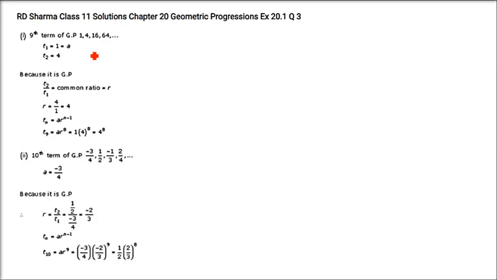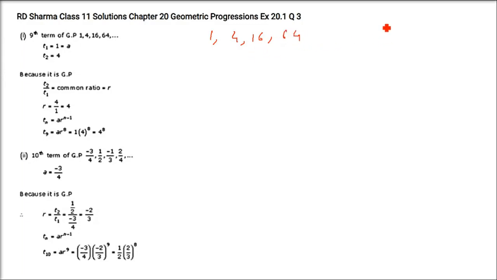Now here we have certain questions. We'll do a few of them which are important. There are some roots involved, somewhere variables are involved, somewhere decimals are also involved. So whichever is important, we are going to do that. Ninth term of GP, 1, 4, 16, 64.